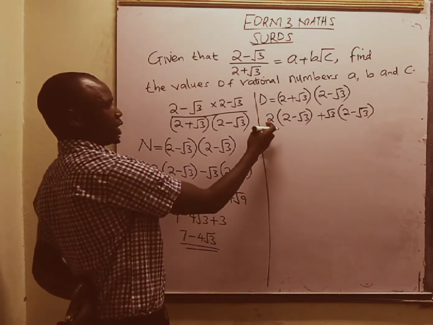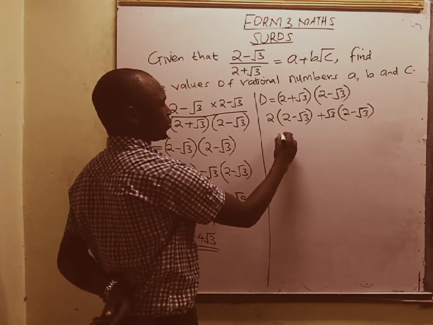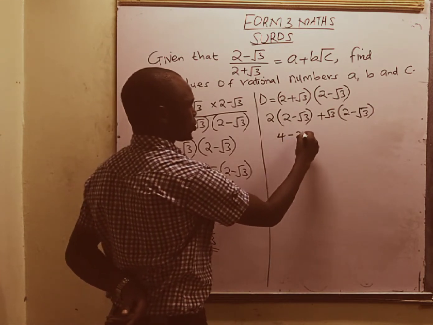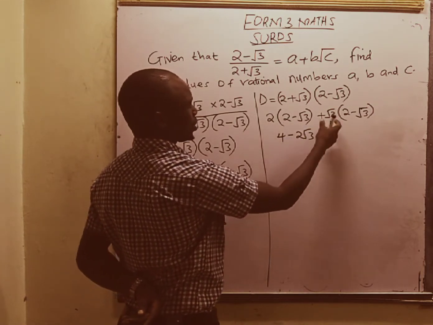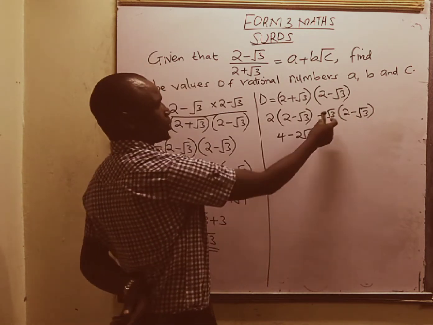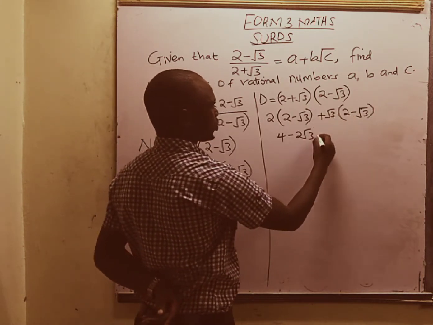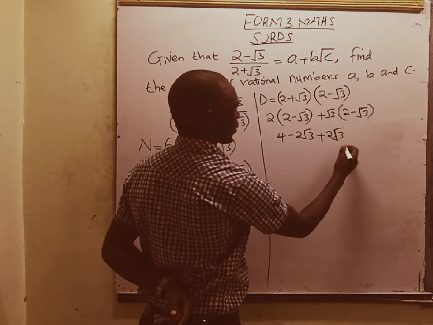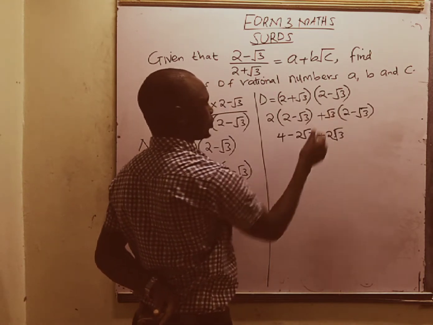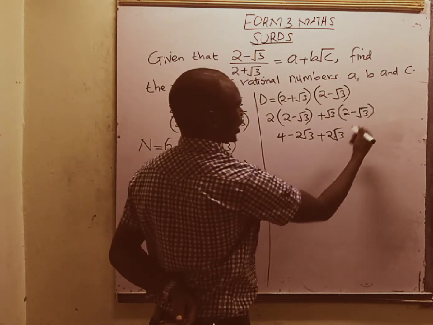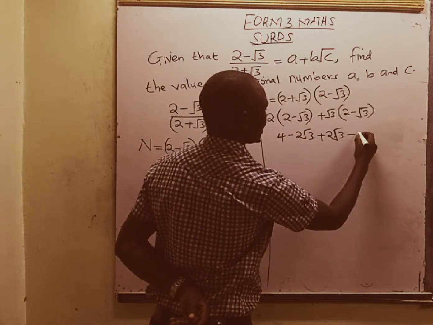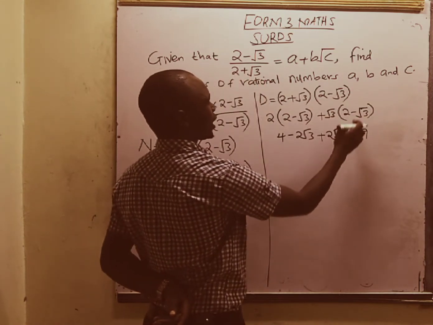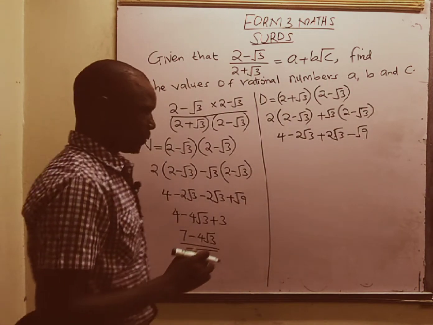From there, if you take 2 times 2, you get 4. Then 2 times minus root 3 will give us minus 2 root 3. Then we go to the other side. Positive root 3 times positive 2 will give us positive 2 root 3. Then of course, positive root 3 multiplied by the negative root 3 will give us minus the square root of 9, since a positive and a negative will always be a negative.